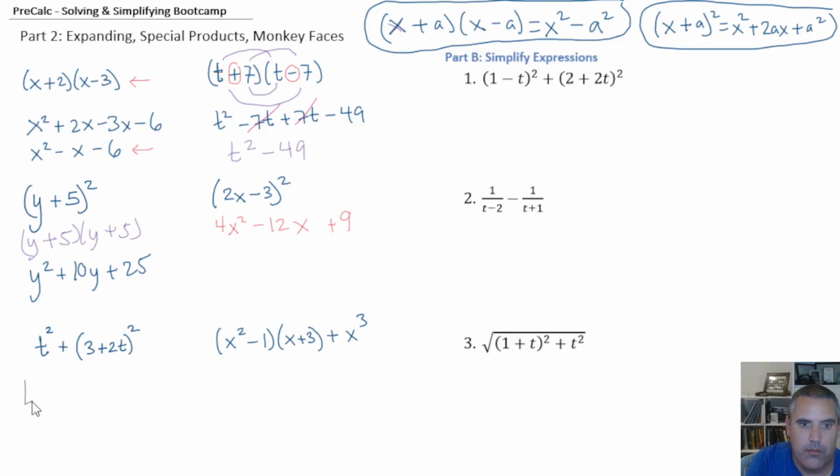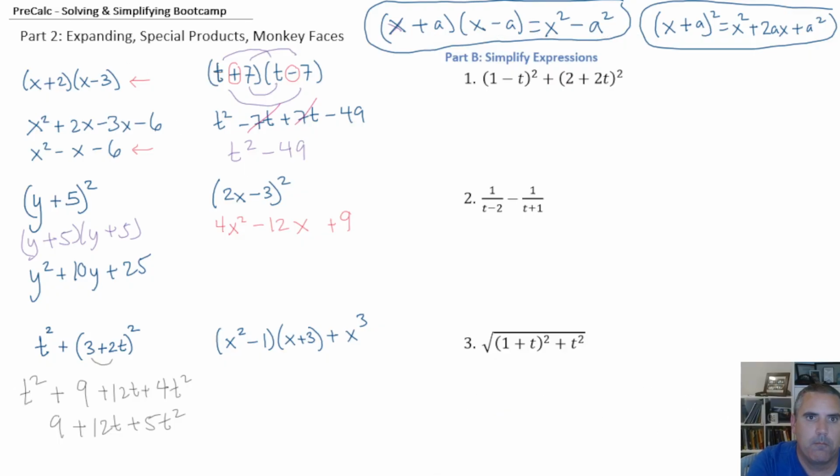Let's do another one. T squared plus, okay, this is a square, so it's going to be 9, and the other part's going to be 4t squared, and then twice the middle. So that's going to be 12t. And you can bring these two things together. So 9 plus 12t squared plus 5t squared. Just checking my notes to make sure I can see that you can see what I'm writing.